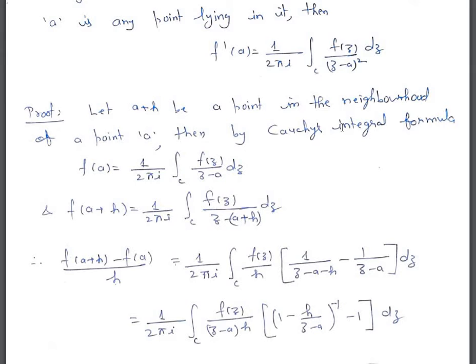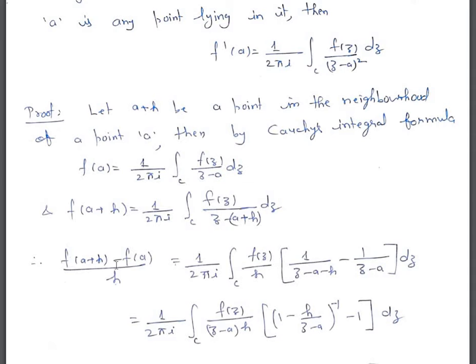So let a plus h be a point in the neighborhood of the point a. Then by Cauchy's integral formula, we have f of a is equal to 1 upon 2 pi i integral over C f(z) upon z minus a dz. Make use of the same formula at the point a plus h. So we have f of a plus h is equal to 1 upon 2 pi i integral over C f(z) upon z minus a plus h dz. So subtract this equation from this equation and then divide by h.